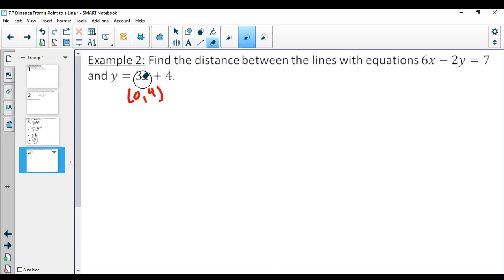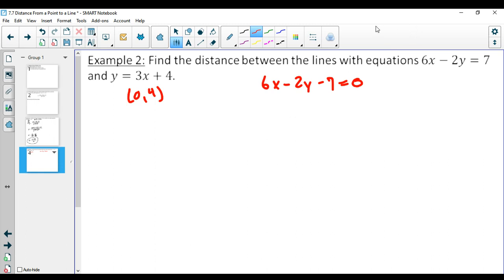And so again, look at that. We have a point, we have a line. The reason I left this one and used this one for the point is that the y-intercept is probably the easiest point to get. And then this one is almost in the form we like it to be in. We're just going to subtract that 7 over.